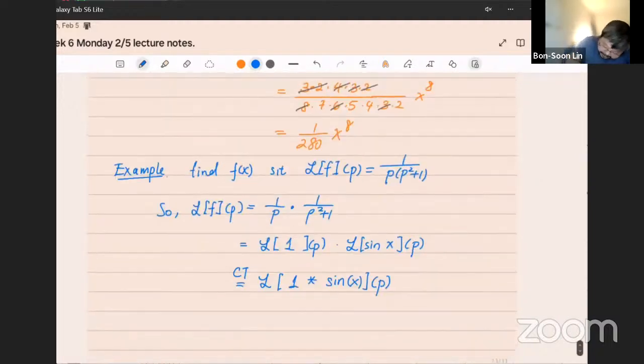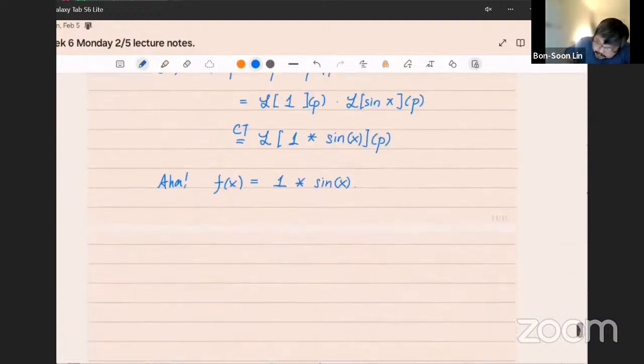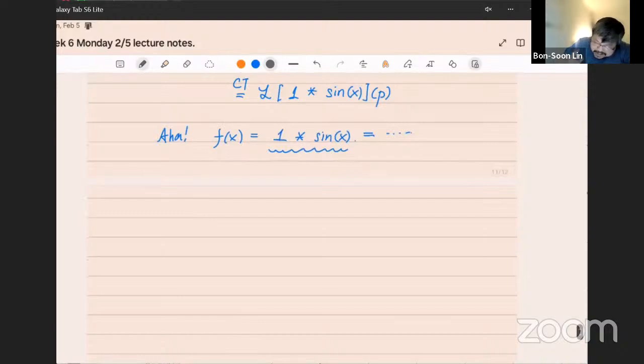Aha. This means that our function f of x is simply the convolution of 1 with sine of x. Okay, this is not 1 times sine of x, this is 1 convolved with sine of x. Now, we should calculate what this is. Of course, this is an intermediate answer, but what is this? Before I calculate this, let me give you some rules of convolution that will help us calculate this a little bit. So let me write it on the side here.